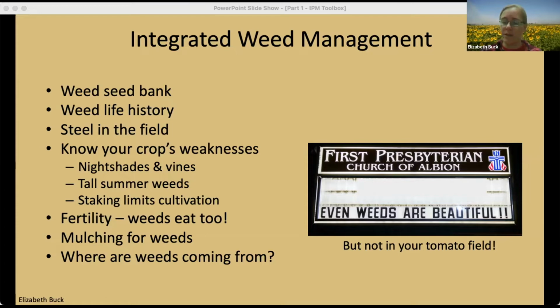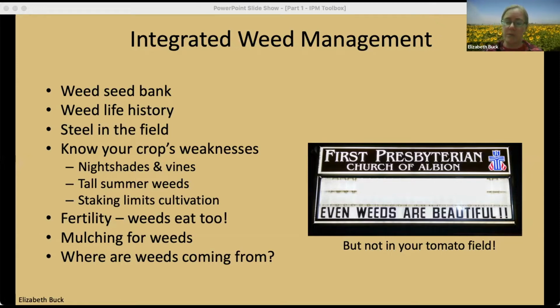Cultivation is great because weeds do not become resistant to steel. We do have herbicide resistance for several of our weeds, including some tolerances to some herbicides that we can use in tomatoes, but there's yet to be a weed that will survive a well-timed, well-placed piece of steel. Perennials will regenerate, but we can manage that.